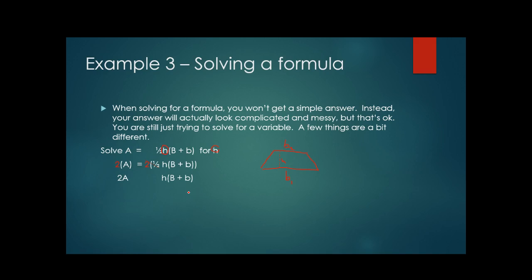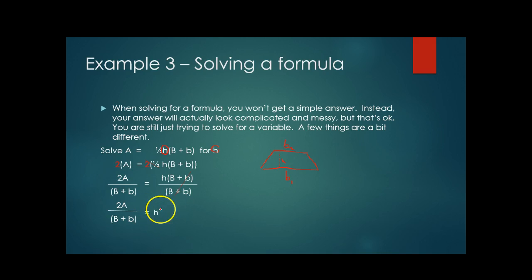Now we've got h times (b1 plus b2) left over. These are both different quantities. If I wanted to get rid of the entire quantity b1 plus b2, I could just divide it away. That's what I'm going to do next. I'm going to divide by b1 plus b2 on both sides, and remember that b1 plus b2 is b1 and b2, and it cancels out on the right side, and I've got 2A over (b1 plus b2) on the left side and h on the right side. That's it. You're just solving for the variable.